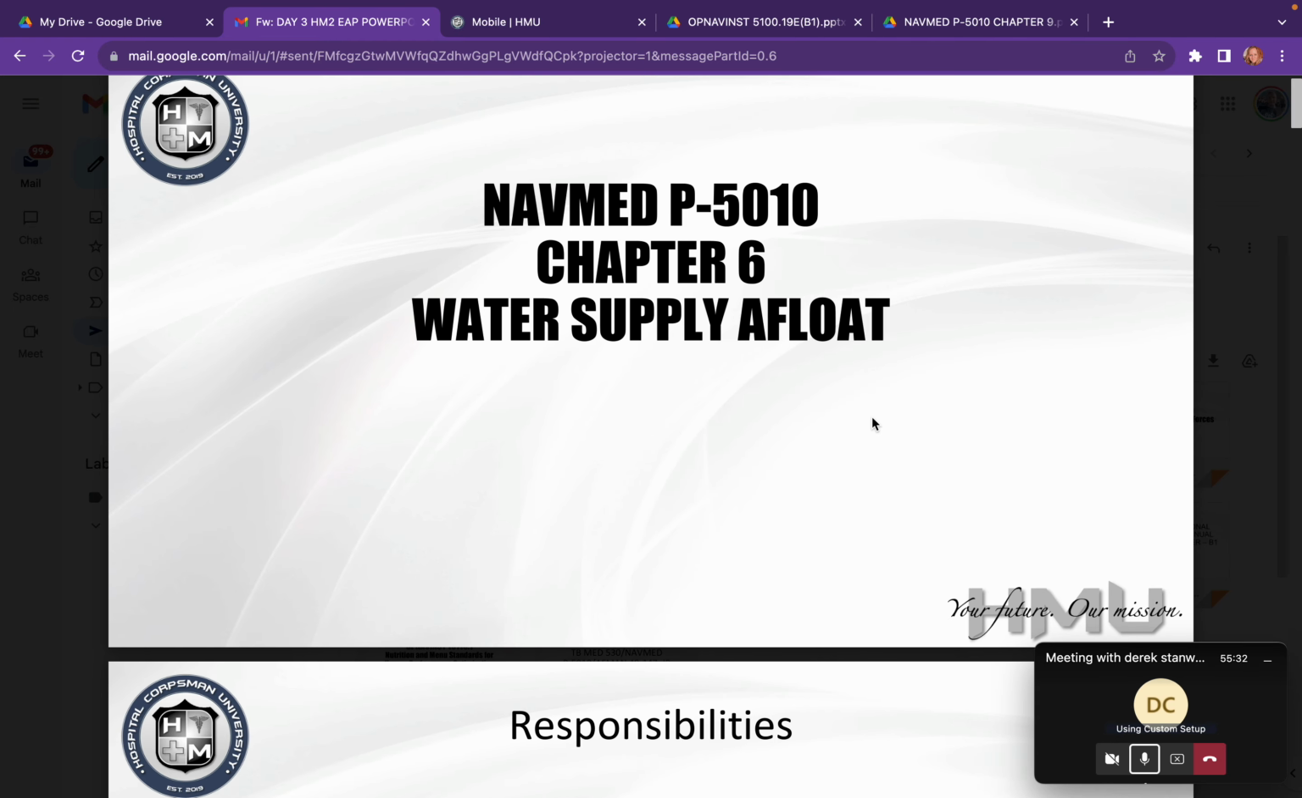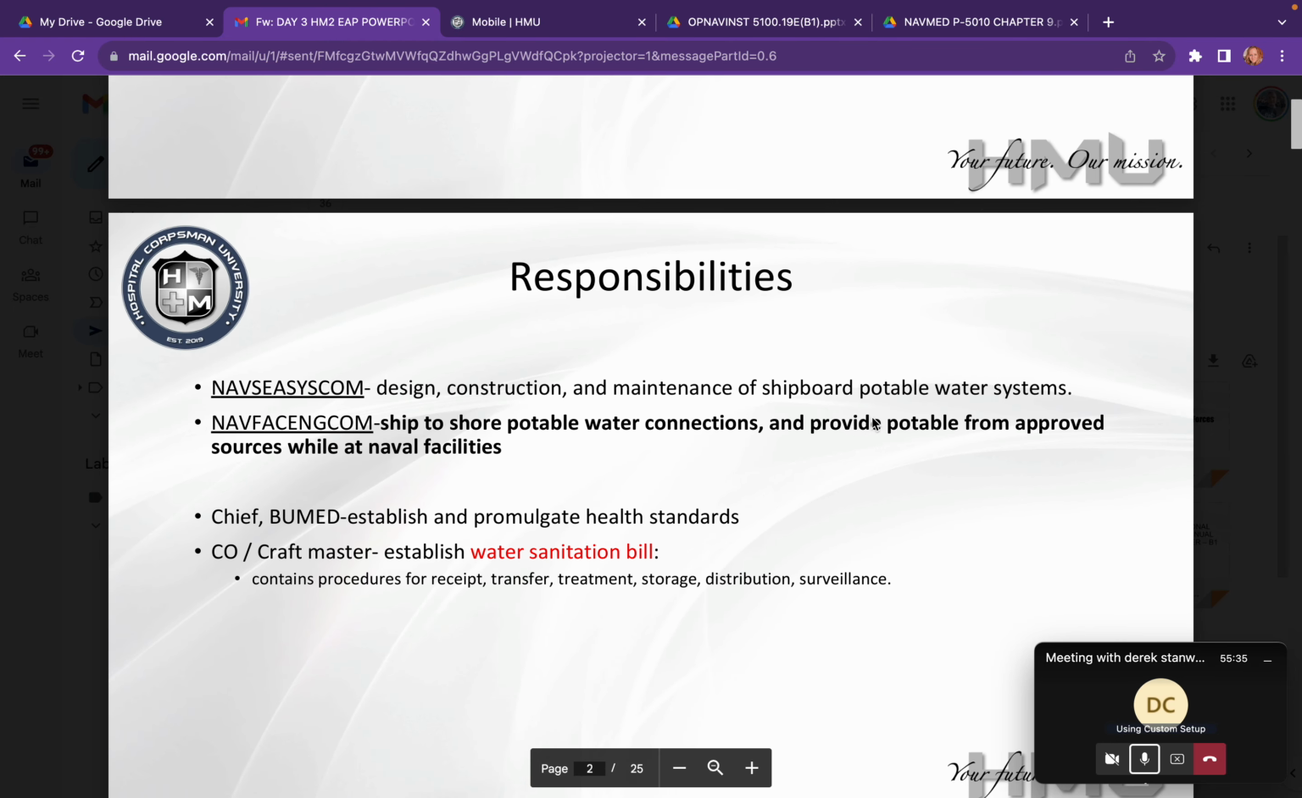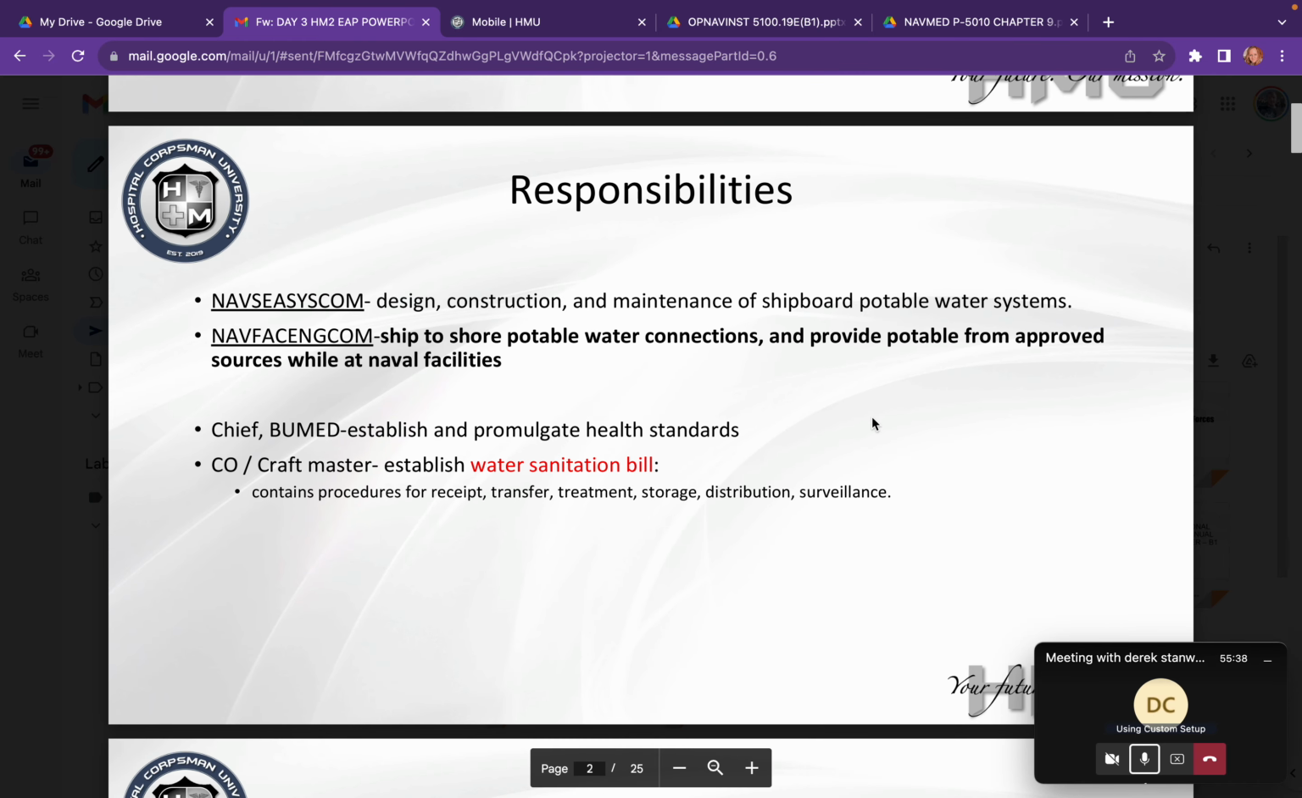Cool. All right. Chapter 6, water supply afloat. Your different Navy commands are responsible for different things in regards to potable water and water supply. NAVSEASYSCOM's responsibility is to design, construct, and maintain shipboard potable water systems. And Naval Facilities Engineering Command's responsibility is for ship-to-shore potable water connections and to provide potable water from approved sources while at Navy facilities.